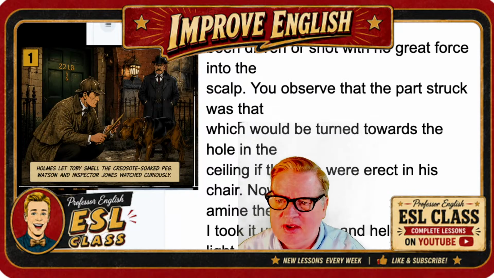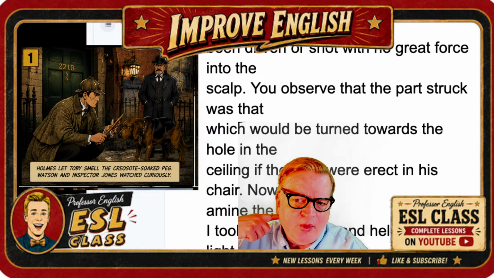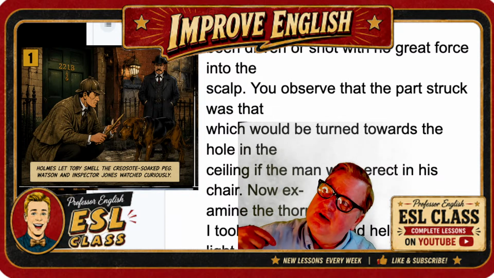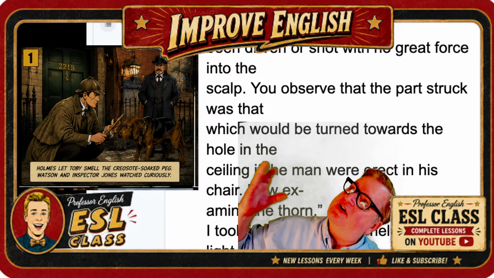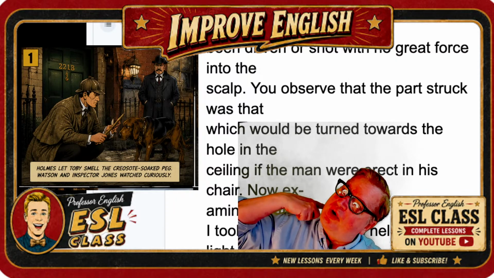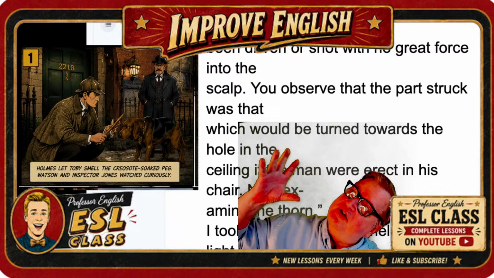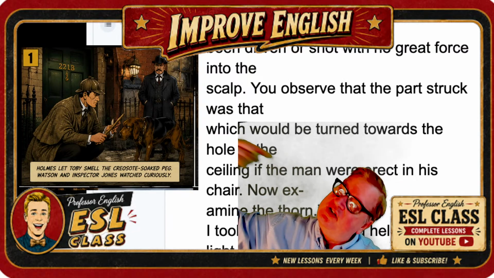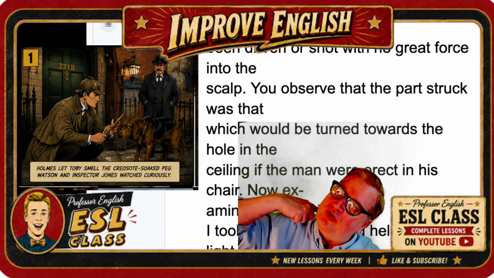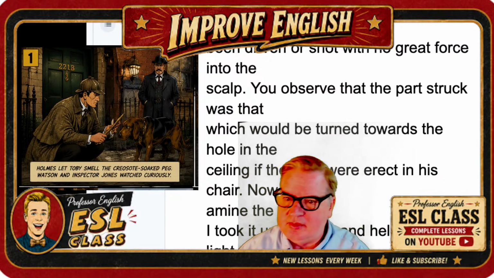Let me read that again. You observed that the part that struck, strike means hit, was that which would be turned towards the hole in the ceiling. So he's saying that obviously the man looked up towards the ceiling and somebody blew the poison dart or poison thorn into him, and you can see the angle that it hits. That was obviously the position. So the man looked up, and then somebody blew the poison thorn into his neck, and that's obvious from the angle and the position of where the poison hit.